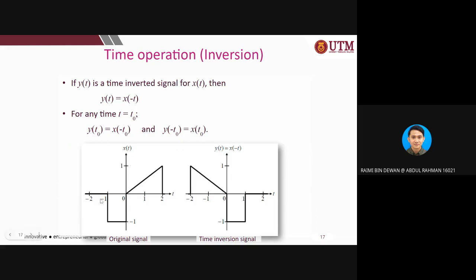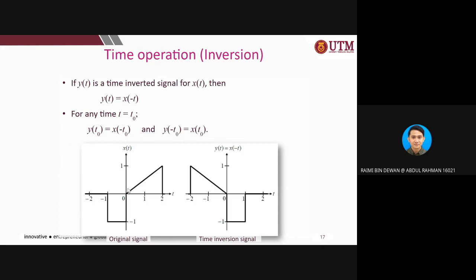If you refer to the first graph at the left, you can see here is x(t), and at the right side, the right graph, is actually y(t). So you see x(t), when you invert it in time along the horizontal axis, you obtain y(t).